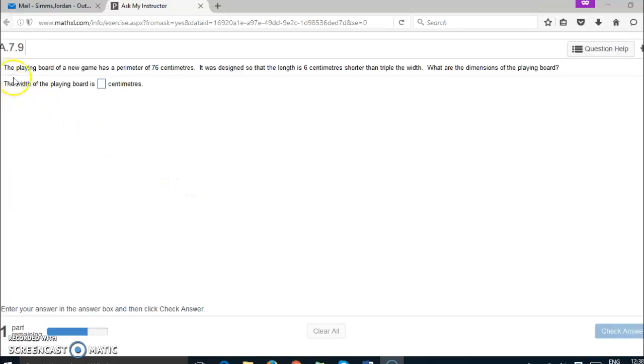Hey Shane, let's check this one out. Problem we have here, the playing board of a new game has a perimeter of 76 centimeters. It was designed so the length is 6 centimeters shorter than triple the width. What are the dimensions of the playing board?